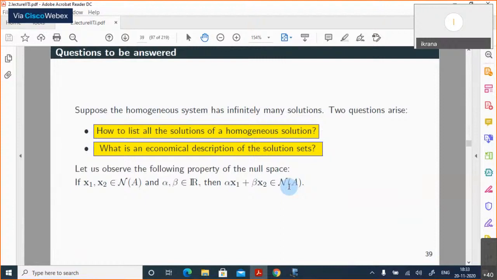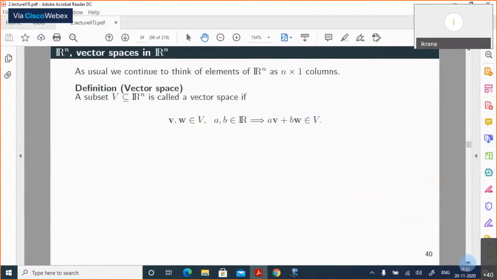And that is obvious because if A x1 is equal to 0 and A x2 is equal to 0, then A of alpha x1 plus beta x2 will be alpha times A x1 plus beta times A x2, and that also will be equal to 0. So this leads to our next definition. This motivates one to consider those subsets of Rn which have this property. This is what is called a vector space.